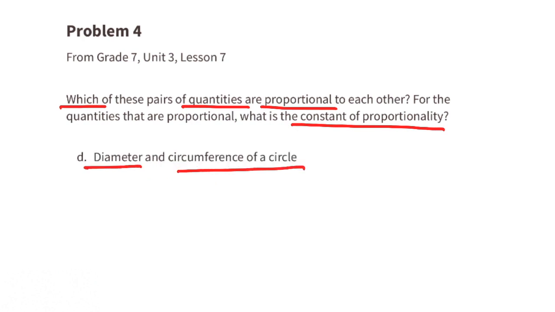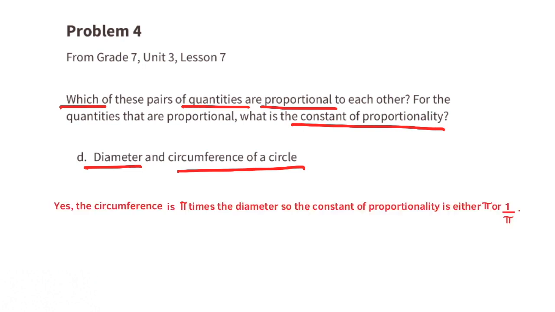D. Diameter and circumference of a circle. Yes, they're proportional. The circumference is pi times the diameter, so the constant of proportionality is either pi or 1 over pi.